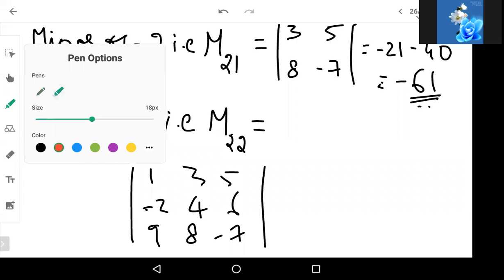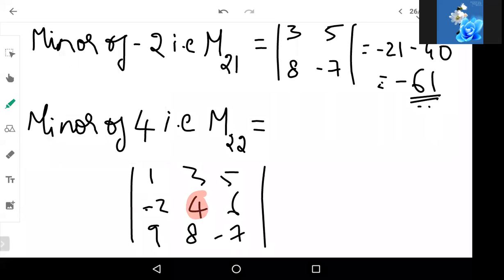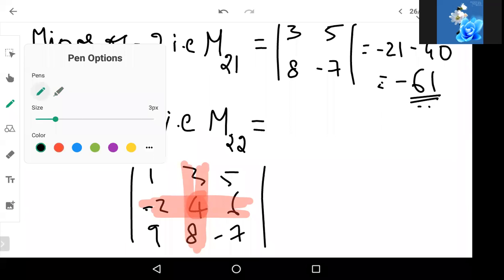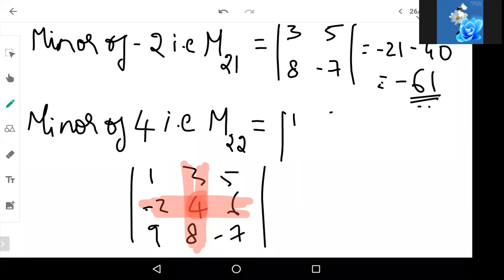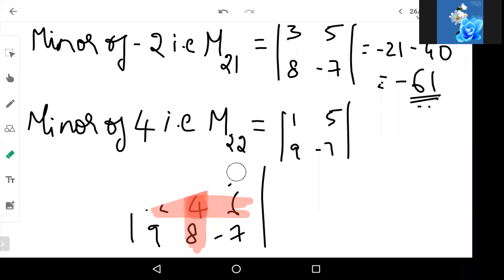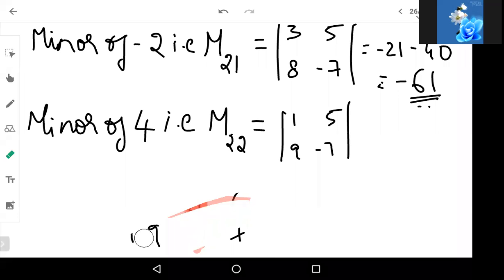So you want to find the minor for 4. So you're gonna take away the second row and second column. So what is remaining? Very good. 1, 5, 9, minus 7. Find the value of the determinant. Minus 52. Very good. Minus 7 into 1 is minus 7, minus 9 5s are 45. So you will get minus 52.